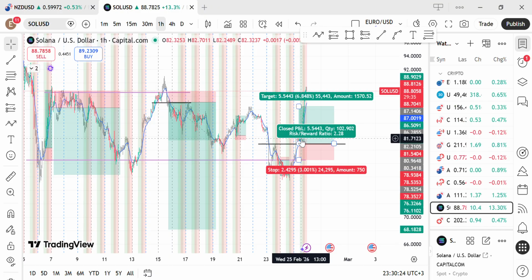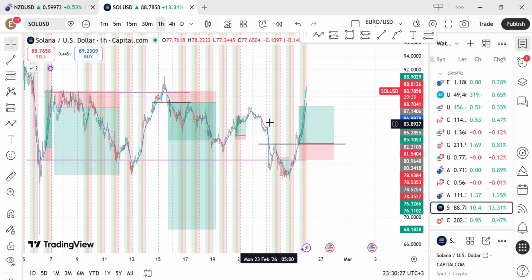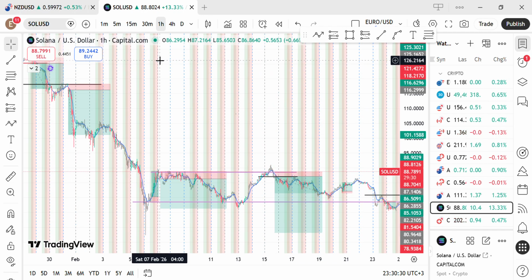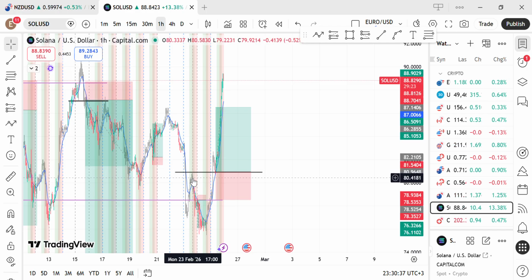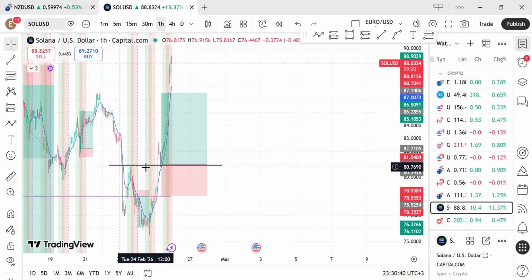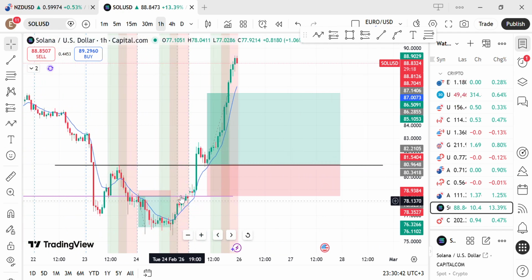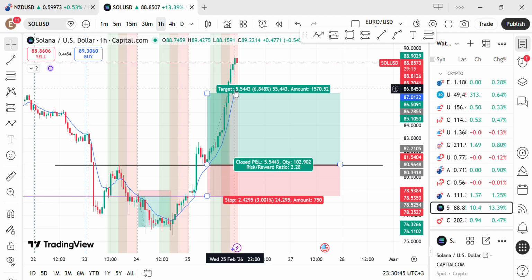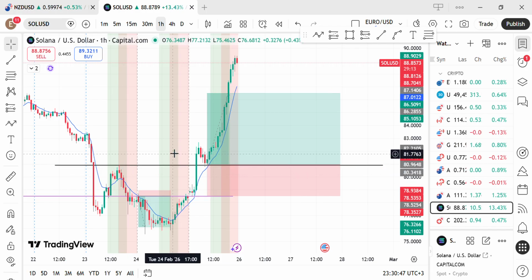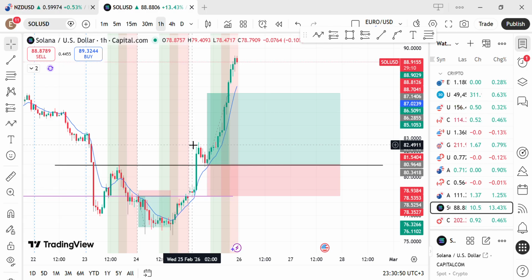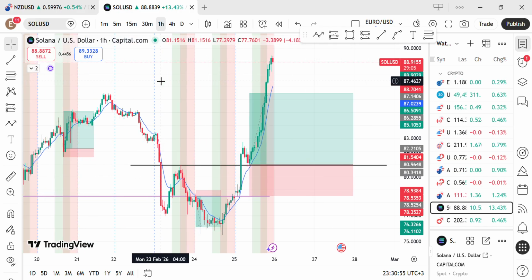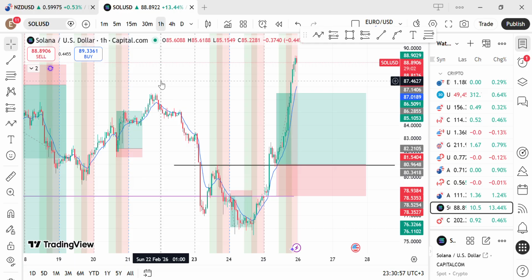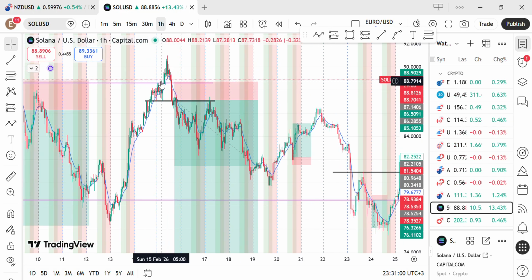So as you can see, this is a really good setup. This has worked out. Indication, correction, continuation, to broke this lower high to make a higher high, higher low, gets in. So that's what's happened.